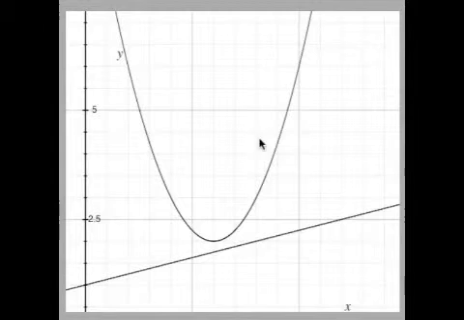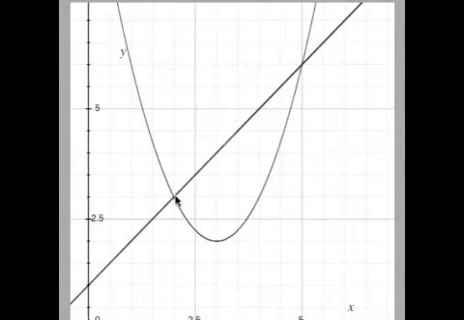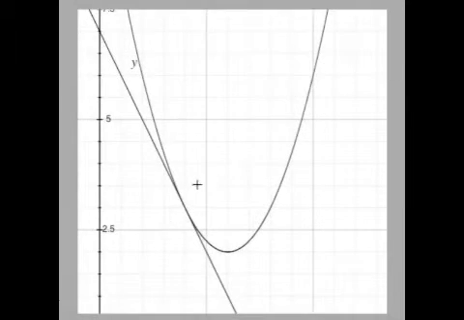When we consider the intersection of a parabola, a quadratic function, and a line, a linear function, there are actually three possibilities. One, the parabola and the line never intersect. Or we could have this situation where there are two intersection points between the line and the parabola. Or the third, this situation where we have what's called a tangent line. This line just intersects this parabola at this one point. So those are the three possibilities.